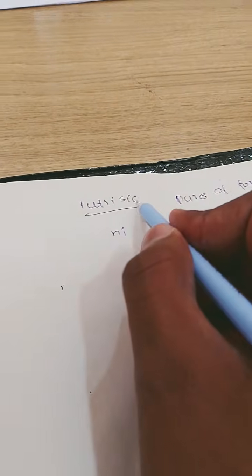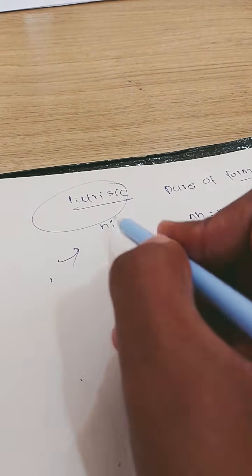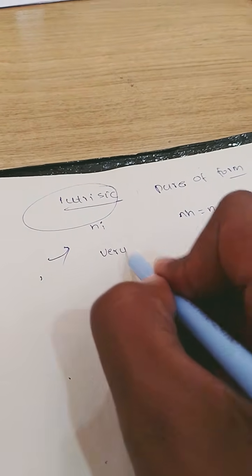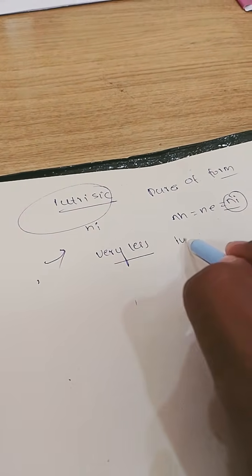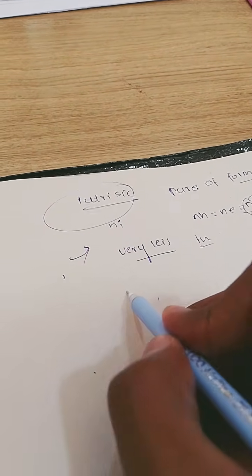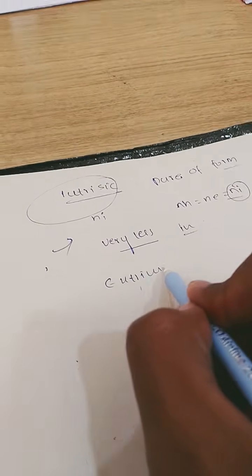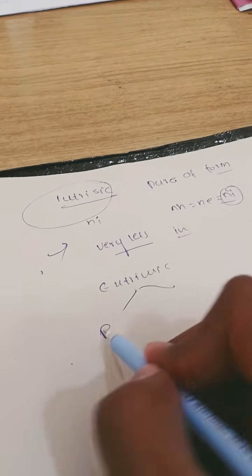The conductivity of an intrinsic semiconductor is very low. In order to increase this conductivity, we have to add a few impurities. Adding impurities is known as extrinsic semiconductor. We have two types of extrinsic semiconductor: p type and n type.